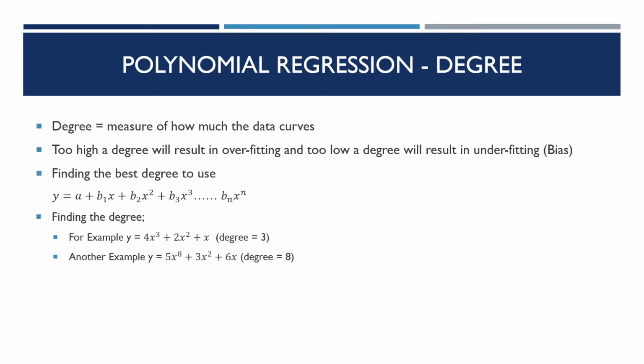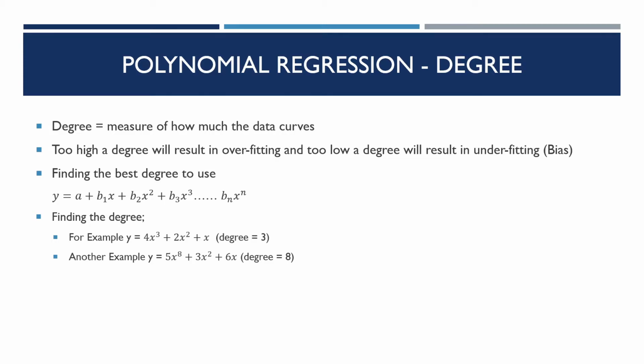When you're doing a polynomial regression, one thing you have to be aware of is that you'll have an equation of a line like y equals 4x cubed plus 2x squared plus x, just using the example below. One of the first things you'll need to figure out is something called the degree, which is a measure of how much the data curves. For example, a degree of 1 is the same as a linear regression. It's just a straight line.